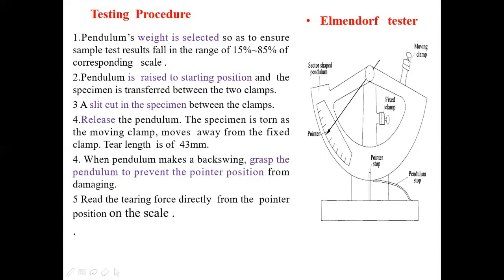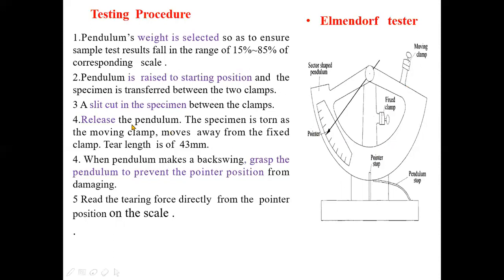And the specimen is transferred between the two clamps. So this is the fixed clamp and this is the moving clamp. Initially when the pendulum is raised, the sample will be lying vertical between the fixed clamp as well as the moving clamp. Now a slit should be cut using the knife which is attached with this instrument.